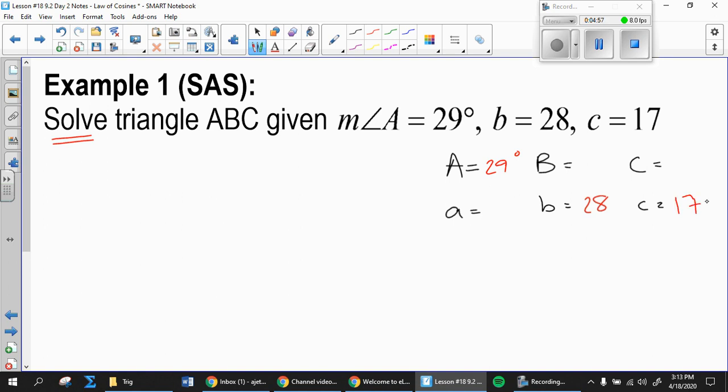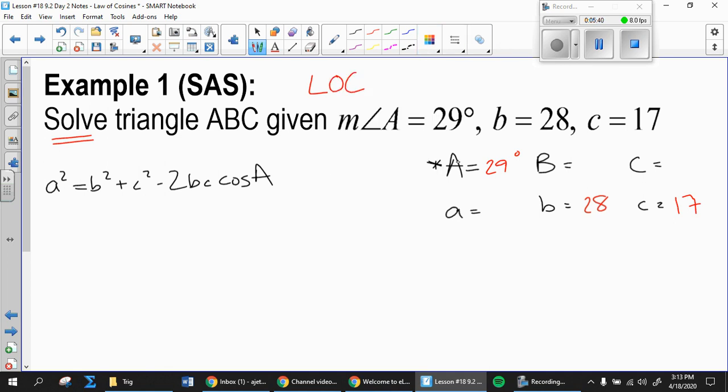You should see right now that we don't have a pair. We don't have A, A, B, B, or C, C. That's what tells me I have to use law of cosines here, because there's no match to use law of sines. So the first thing I'm going to do is use law of cosines. The way we choose which of the three formulas to use is by the angle that is given to us. So we're going to be using a squared equals b squared plus c squared minus 2bc, times cosine of angle A.